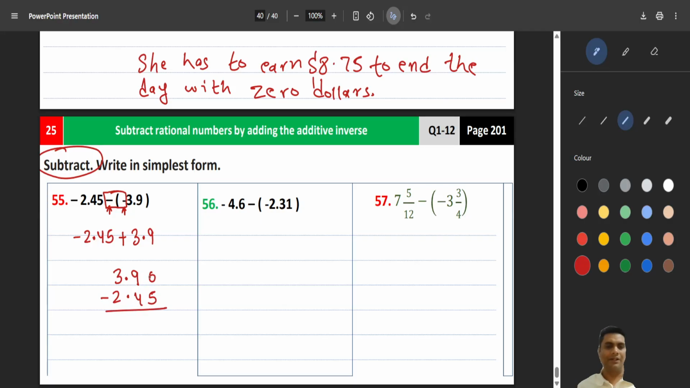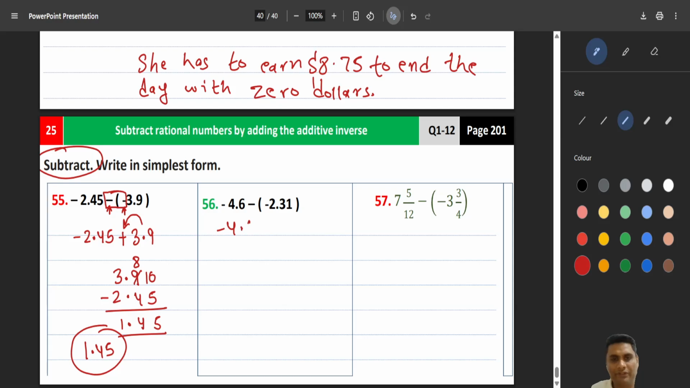Do minus. Can I do 0 minus 5? No. So here the 1 will come and the 9 will become 8. 10 minus 5, 5. 8 minus 4, 4. Point. And here 3 minus 2, 1. So 1.45. Plus or minus? Check the bigger number. The bigger number has plus. So this will remain positive only. Okay.